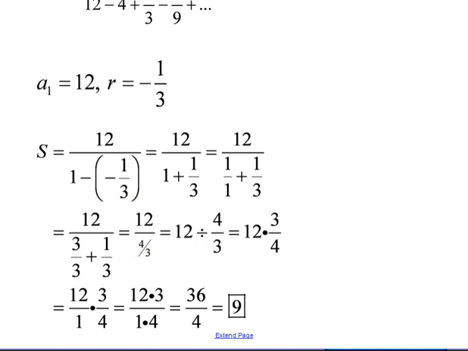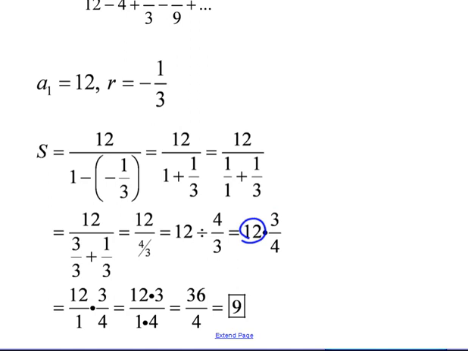Okay, so what this fraction says is that we're going to take 12 divided by 4/3. I'm going to rewrite that as 12 with this kind of division symbol, 4/3. So right now I have 12 divided by 4/3. Okay? If you have divide and you've got a fraction, you have to flip the fraction and turn it into a multiplication problem.